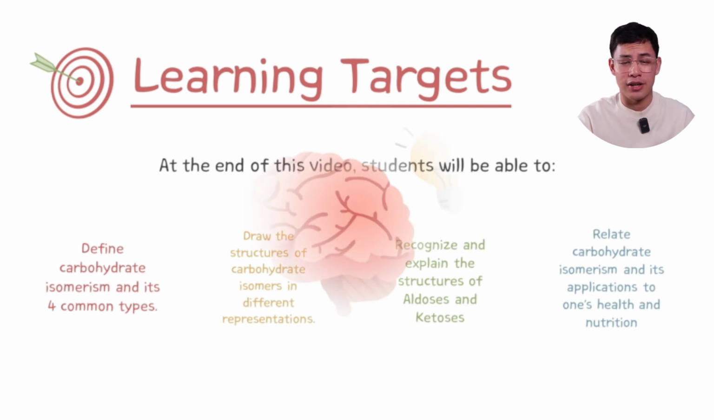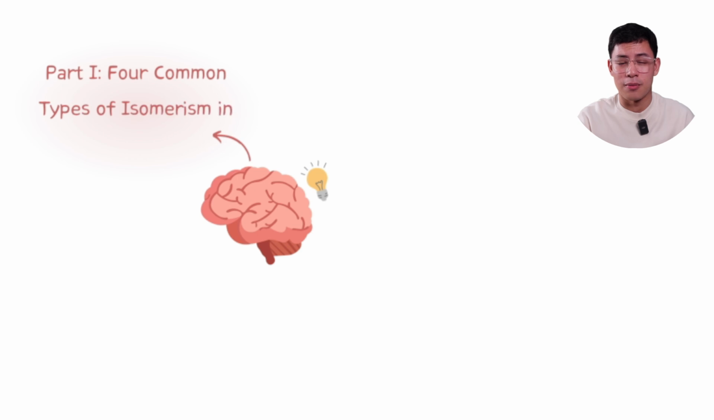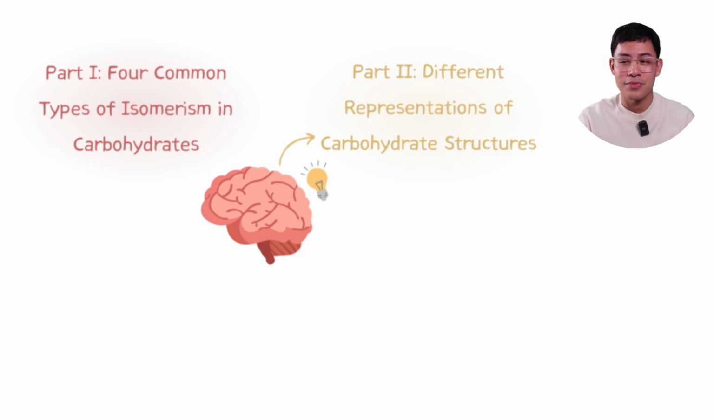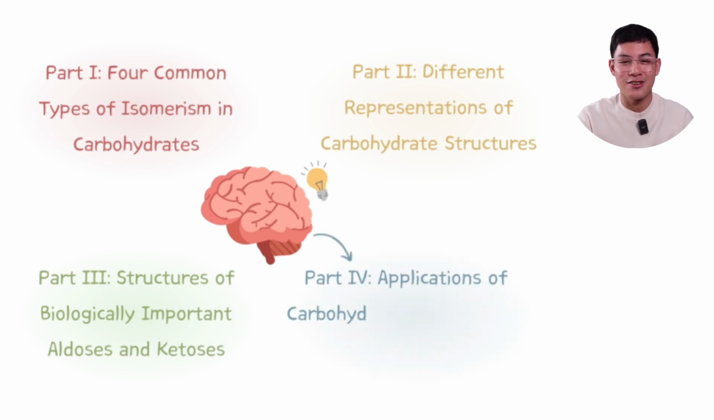To keep these learning targets in mind, our discussion today is divided into 4 different parts. Part 1 is the 4 common types of isomerism in carbohydrates. Part 2 is the different representations of carbohydrate structures. Part 3 are the structures of biologically important aldoses and ketoses. And Part 4 are the applications of carbohydrate isomerism to one's health and nutrition.